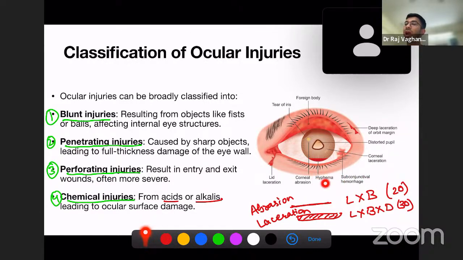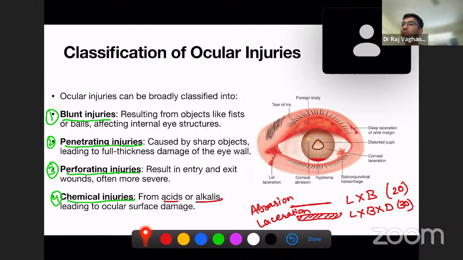You can get hyphema. Hyphema means collection of blood in the cornea. Corneal abrasion means the cornea will get abraded. I told you the difference between abrasion and laceration. So there can be corneal laceration as well as corneal abrasion. There can be lid laceration. You can see here the eyelids have become lacerated. This is the eyelids. So, the lid laceration.